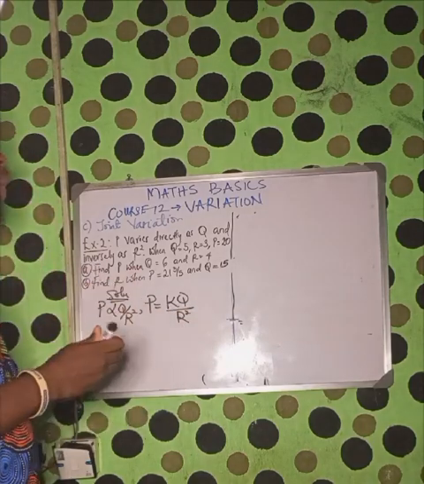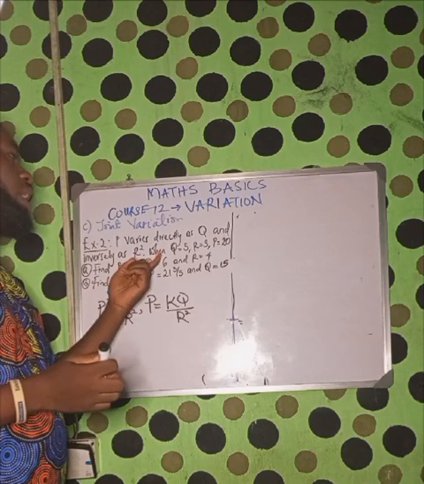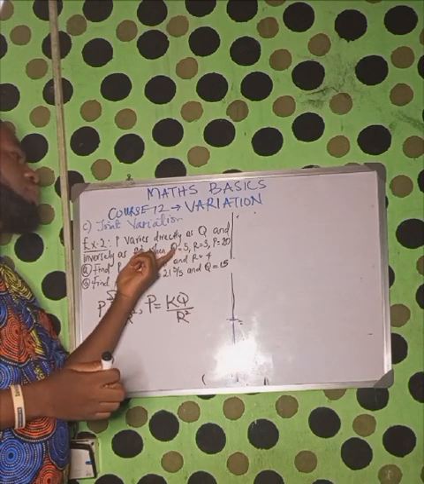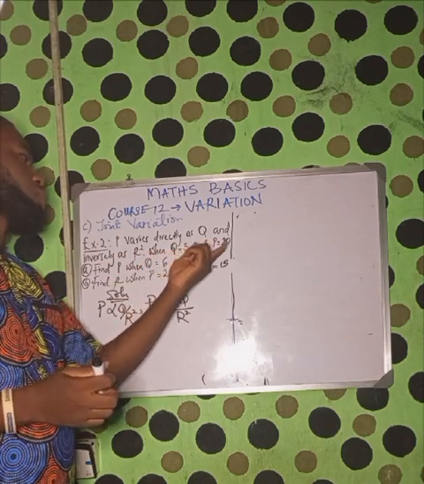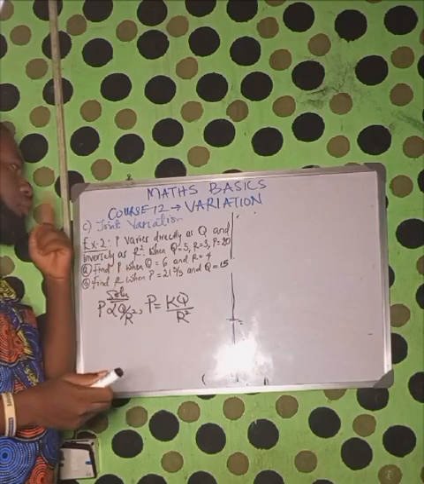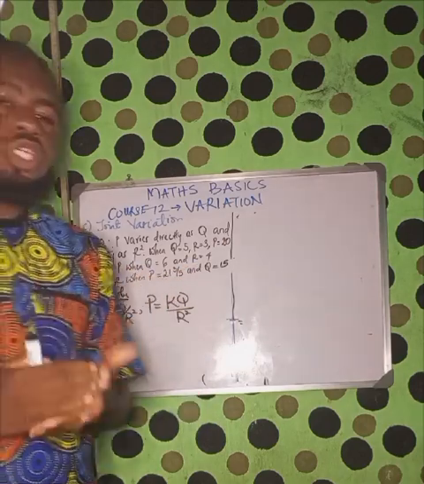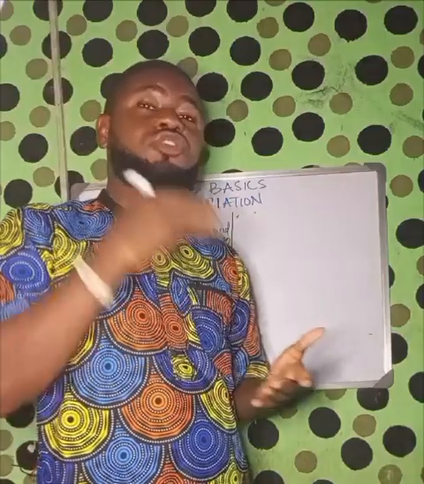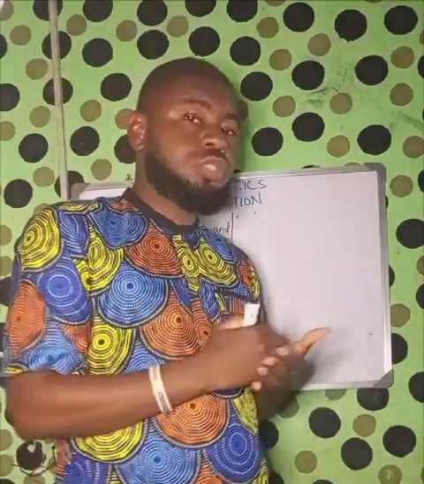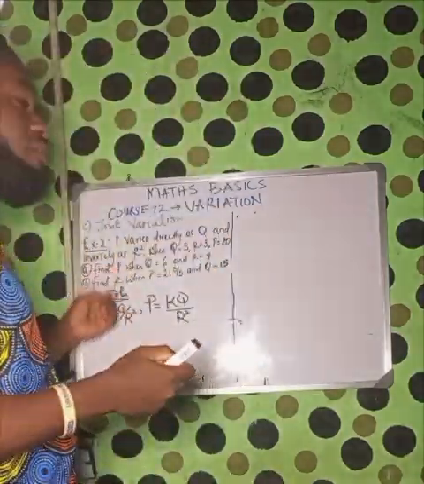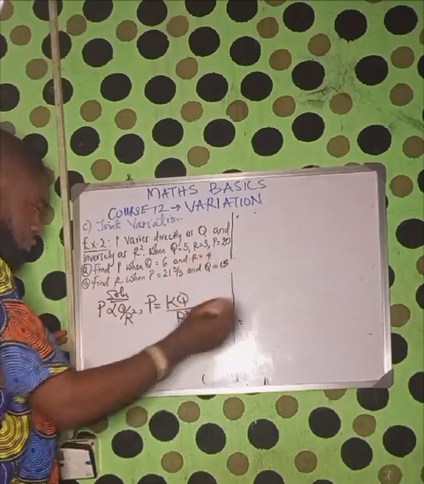So the next thing is, when Q is 5, when R is 3, and when P is 20, you have to find P. Now, before you find P and R here, you have to find their relationship, find their constant first. Even if you're not asked, you have to find their constant first, find the relationship before you can start solving for other variables. So, very fast.